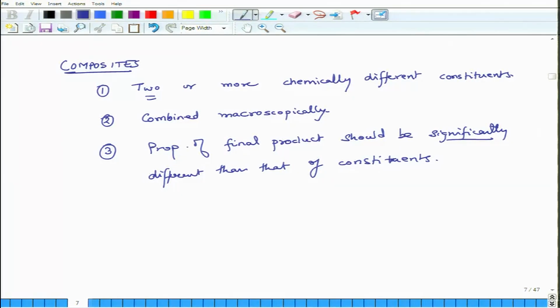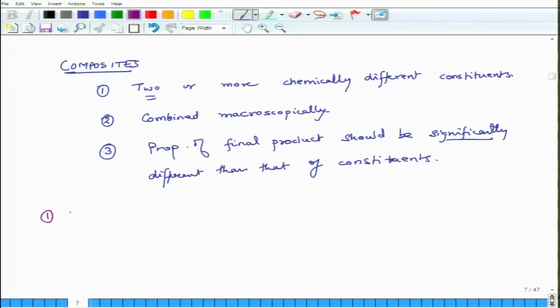So, these are the three requirements. First one, we should have two or more chemically different materials. Second, when we mix them, we should be able to separate the different materials at a macroscopic level. Third, the properties of the final product should be significantly different than the properties of the original materials. These are the three things. Now, with these things, let us look at some examples of materials.